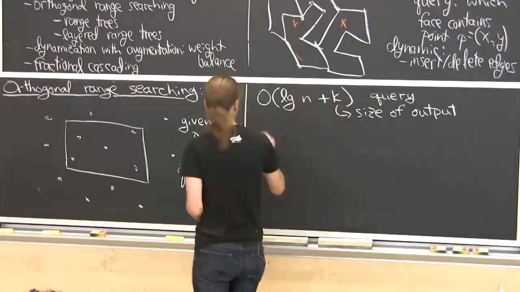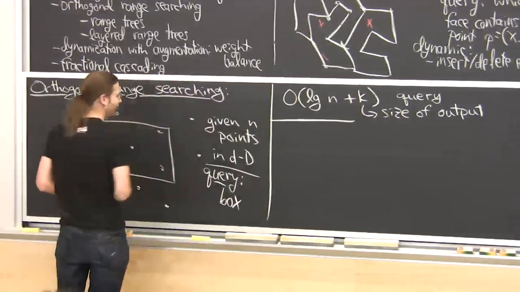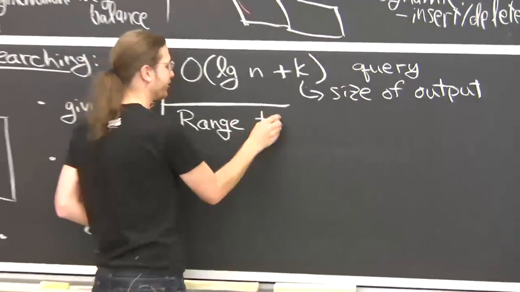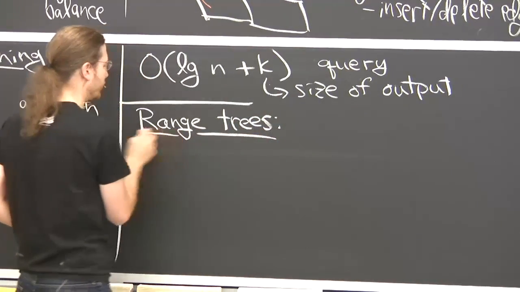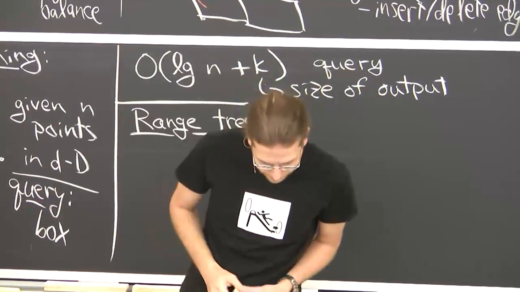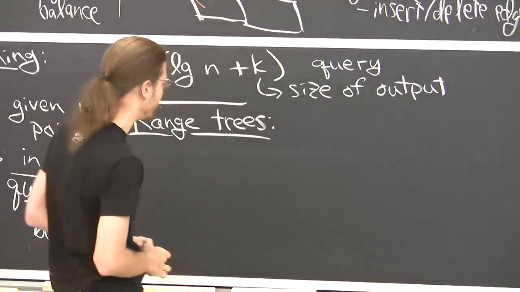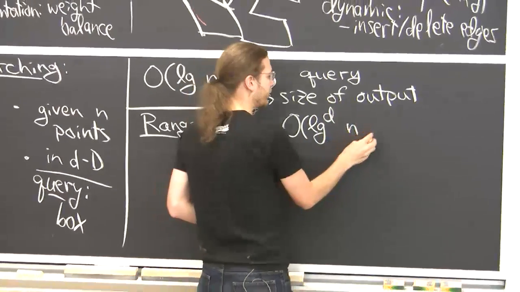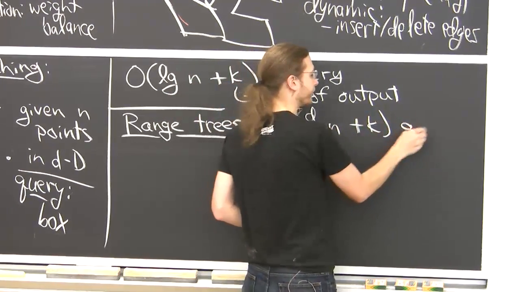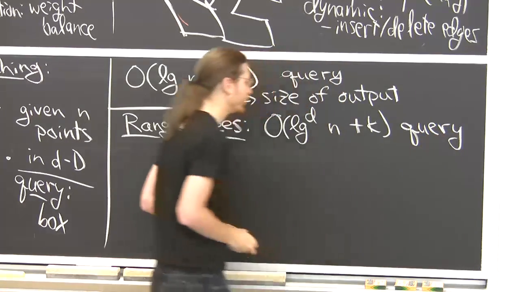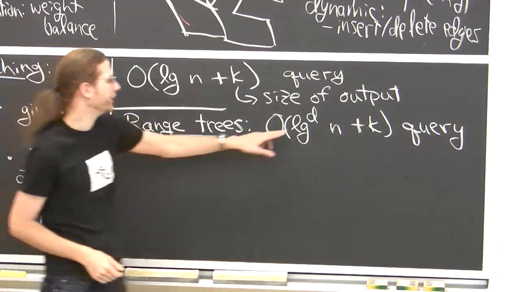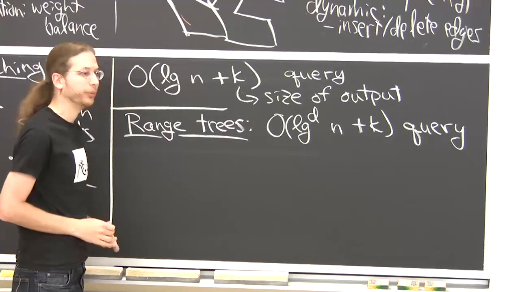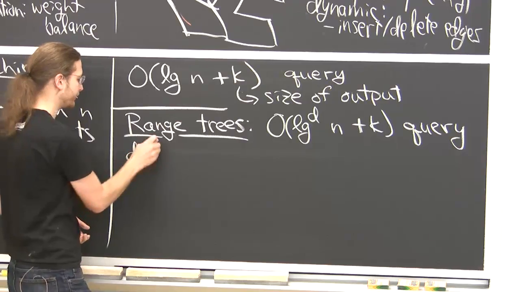So I want to start out with 1 dimension, just to make sure we're on the same page. And in general, we're going to start with a solution called range trees, which were simultaneously invented by a lot of people in the late 70s. Bentley, one of the main guys. And in general, we're going to aim here for log to the d of n plus k query time. So like this, but now we have a dependence on dimension. And for 2D, this is not great. It's log squared. And we're going to do better. Okay, but let's start with d equals 1.